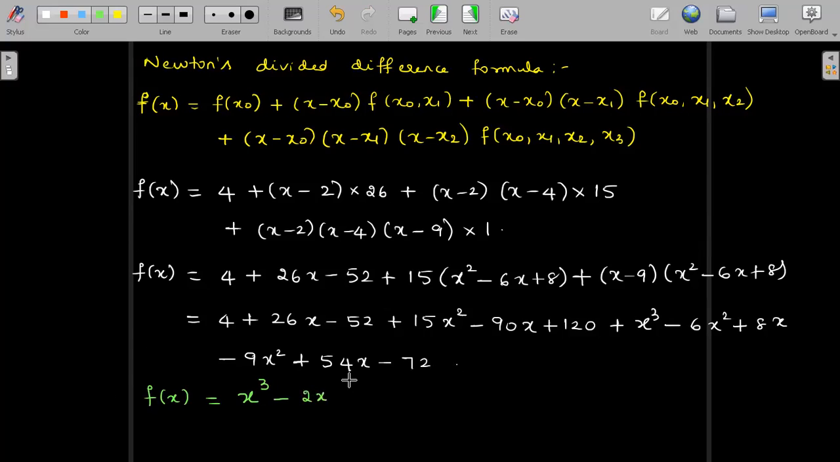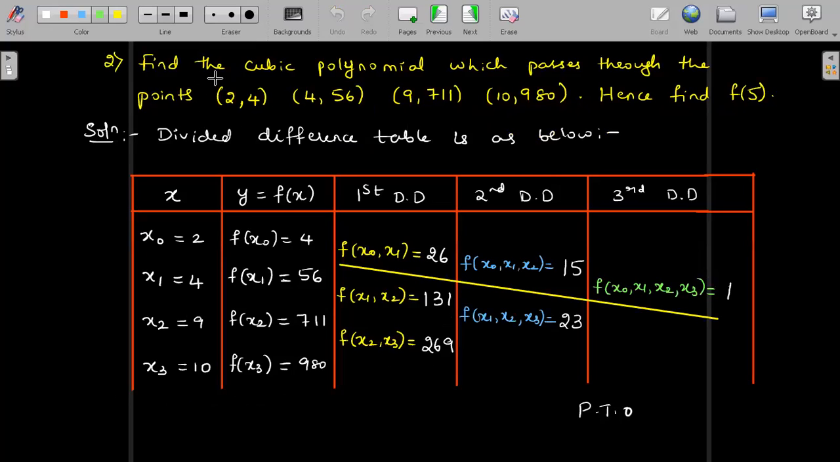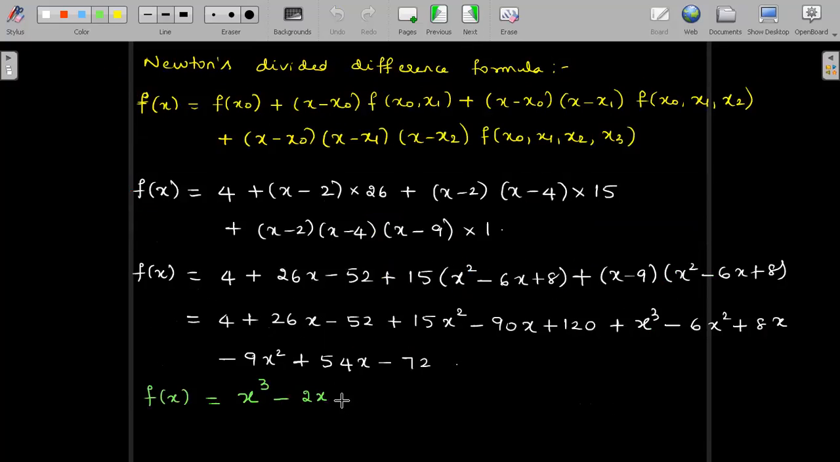You can cross verify whether your polynomial is correct or not by substituting the given values of x. Substitute the given value of x, you should be getting the respective value of y. Similarly, when x is 4, you should be getting 56 as the answer. So you can substitute in that way and verify your polynomial whether it is correct or wrong. So combining all the like terms, this is the cubic polynomial we are getting. There's no x square, 0x square, and no constant, 0.